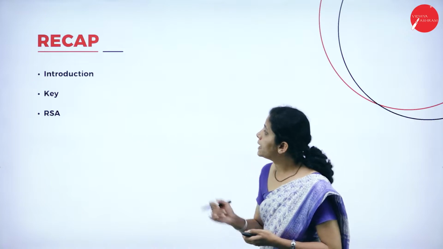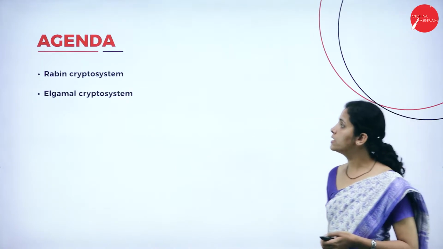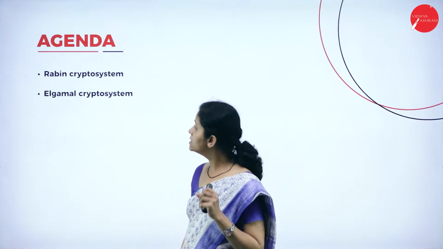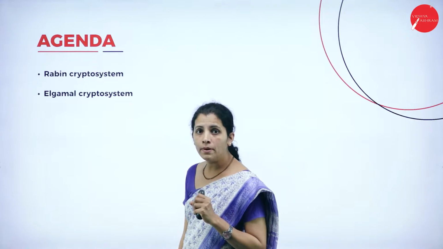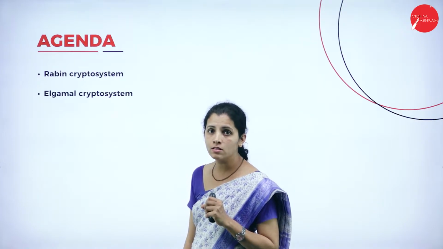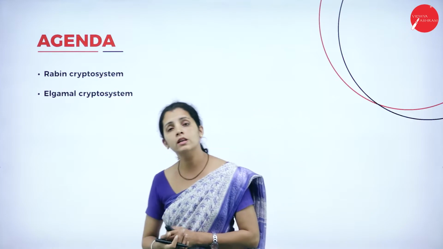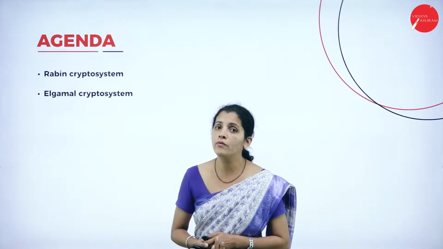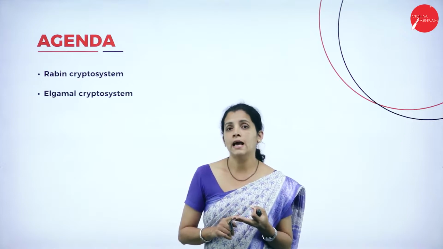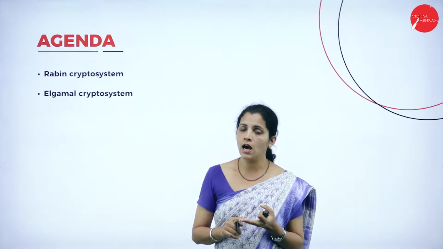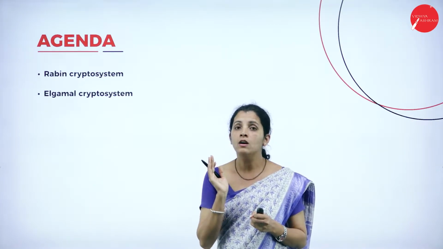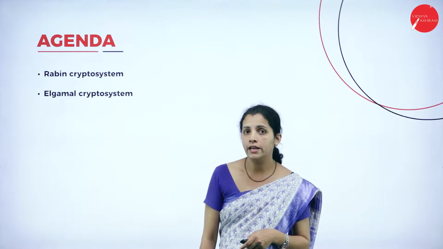But in today's session, I'm going to deal with RABIN crypto system as well as ELGAMAL crypto system. And these two are examples of asymmetric crypto system, and the most commonly used asymmetric crypto system is the RSA algorithm. From the examination point of view, RSA, RABIN as well as ELGAMAL crypto systems are very important. You can expect these questions for 5 marks or 7 marks or 8 marks.